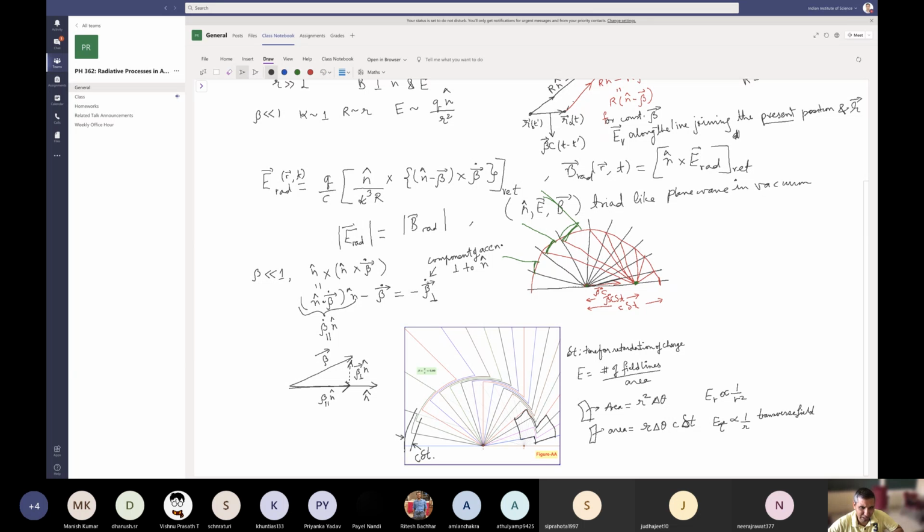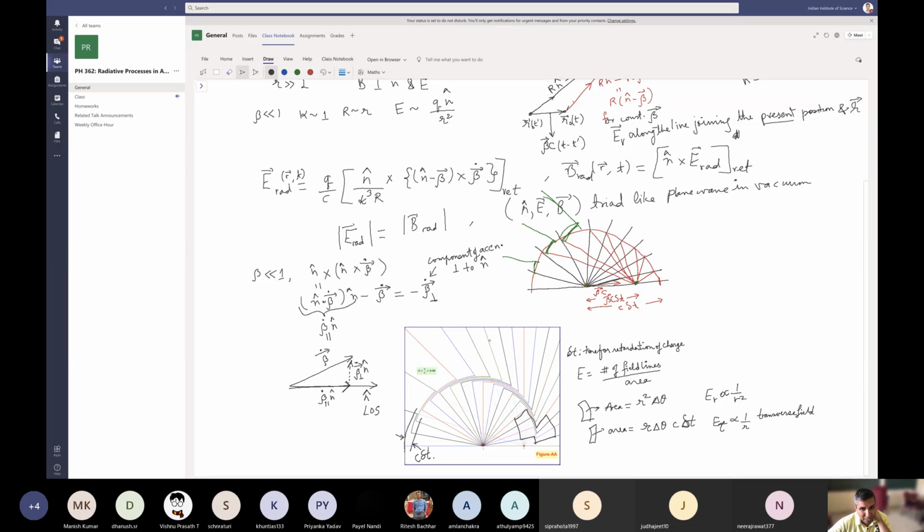Sorry, let's say this is beta dot that we're talking about. So this is the acceleration direction. So in the case where the particle velocity is much less than c, what matters is that the electric field is in the direction of the component of acceleration perpendicular to the line of sight. This is nothing but the line of sight, the line connecting the observer and the source, evaluated at the retarded time.